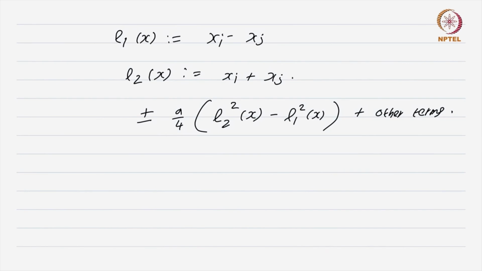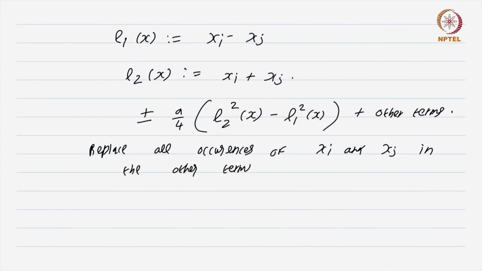Now what you do is replace all occurrences of xi and xj in the other terms by combinations of L1 of x and L2 of x. For instance, xi is just L1 plus L2 by 2, and you can think of a similar expression for xj.